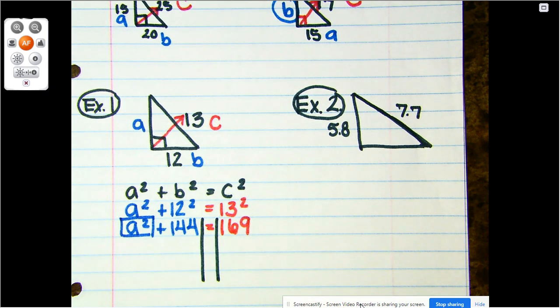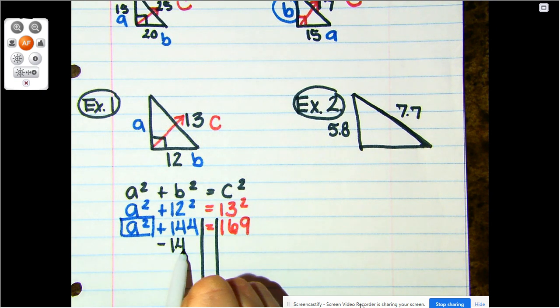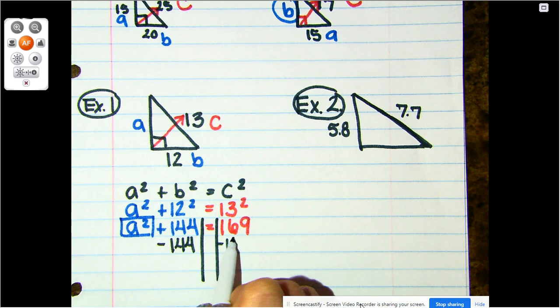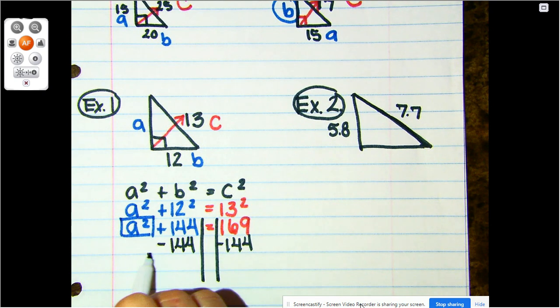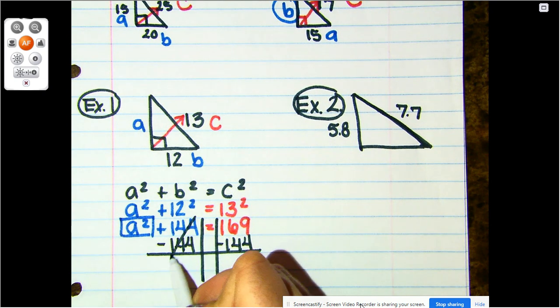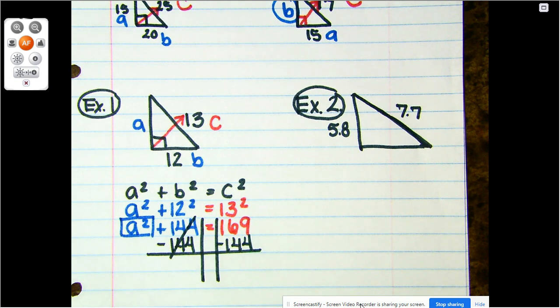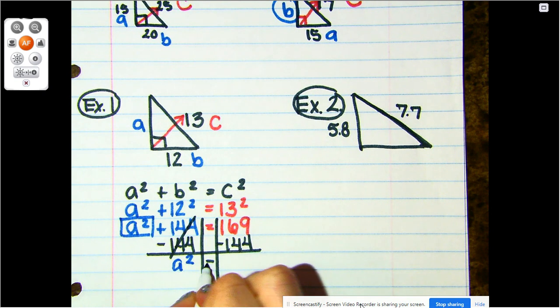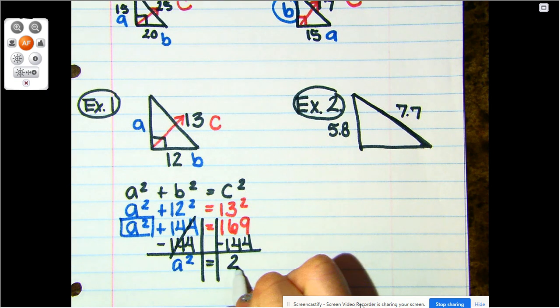First, let's start with the opposite of adding or subtracting. I see addition. The opposite of that is going to be subtraction. So let's subtract 144 from both sides. That happens to be 0, and I am left with A squared on that side. So I'm going to bring A squared down, or A to the second power. 169 minus 144 is 25.